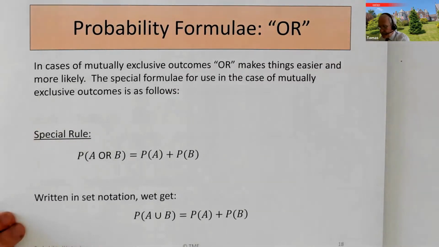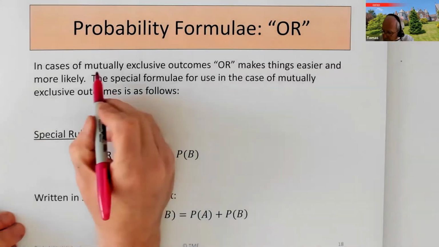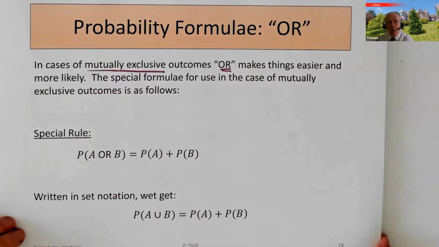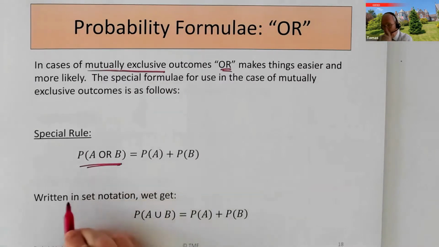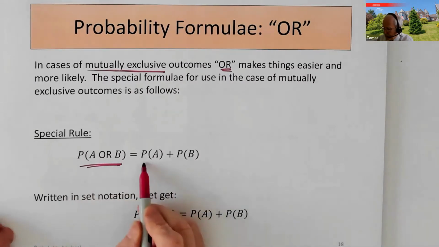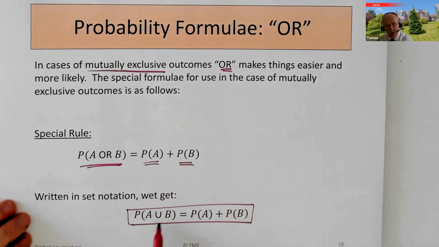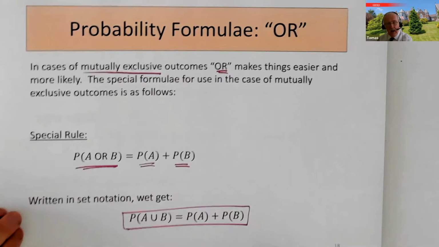So let's start. In cases of mutually exclusive outcomes, OR makes things easier. So an even number or a 1. The 1 there adds to the even numbers because they're mutually exclusive. So the probability of A or B is the probability of A plus the probability of B. Or if we write it in set notation, P(A or B) is P(A) plus P(B).